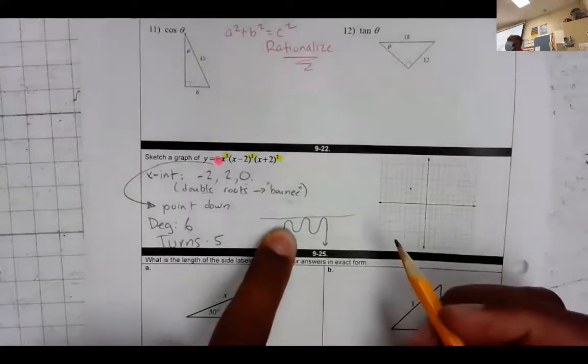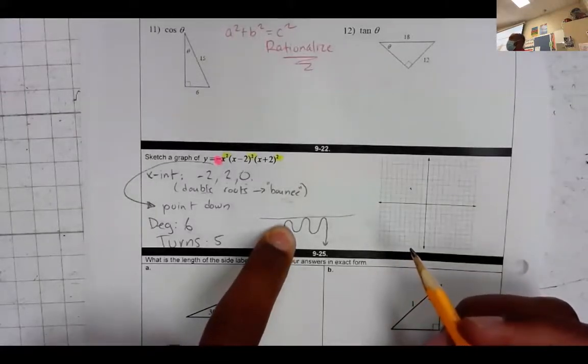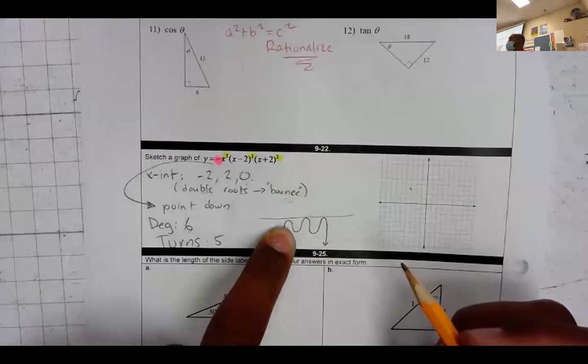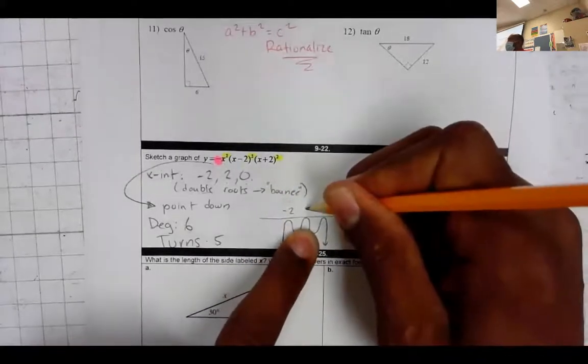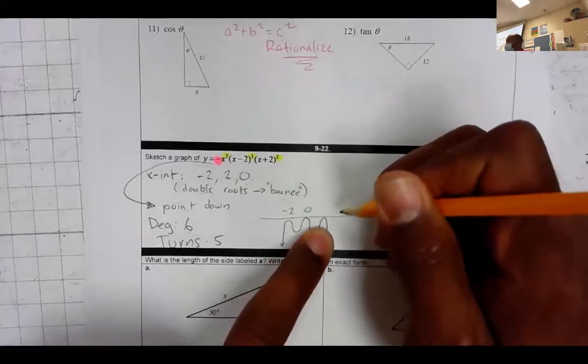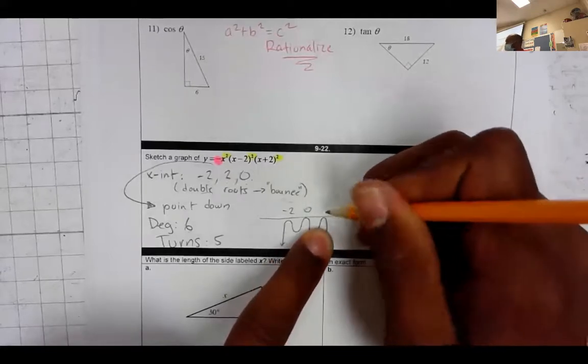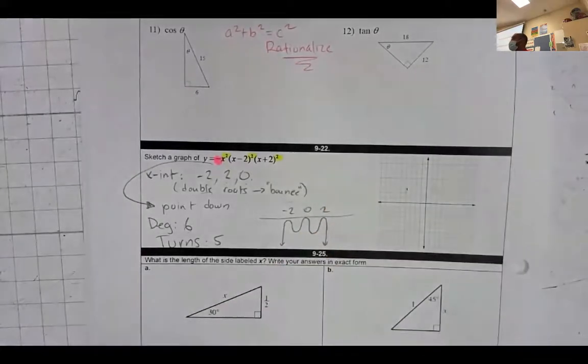Now we know the roots. Where will it bounce first on the left? At -2. Then Samir, where's it going to bounce next? At 0. And then Diego, what's the last one it's going to bounce at? At 2. So now you can use that info to sketch your graph out, okay?